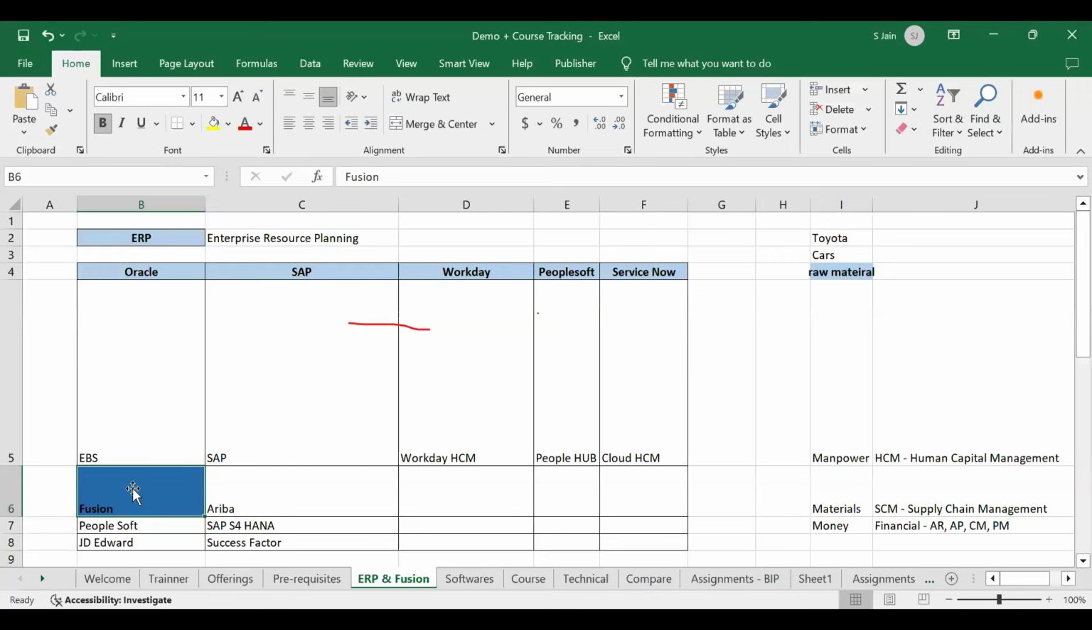Once they have decided, they have picked one software. Suppose they have picked Fusion as the software. Oracle is the company that owns this software, so they will go to Oracle. Oracle will conduct the initial demos and give all the features. And Oyo has chosen Fusion from Oracle. So guys, Oracle is ready to sell this software.